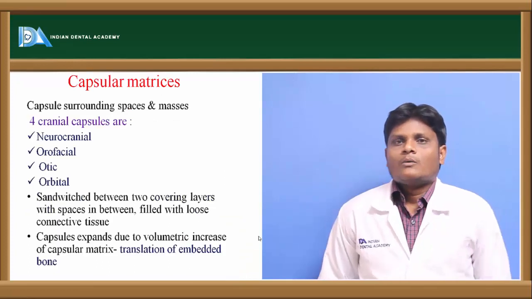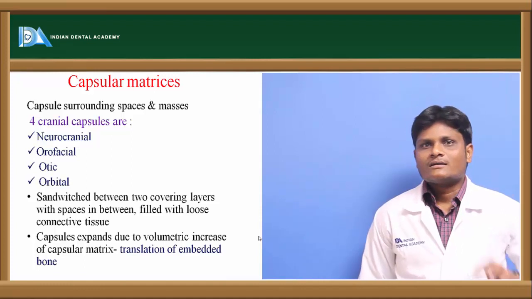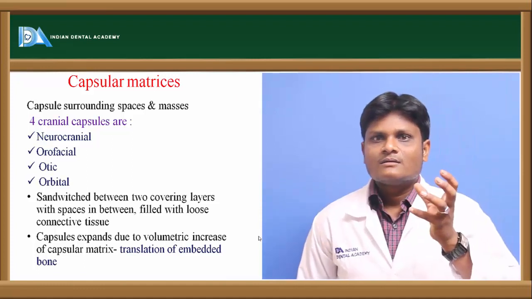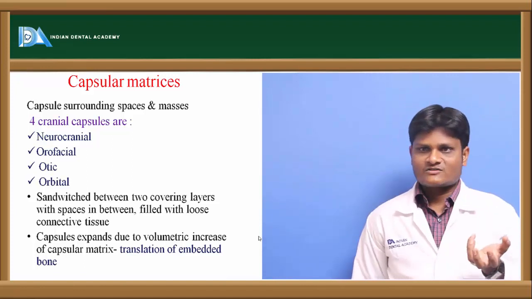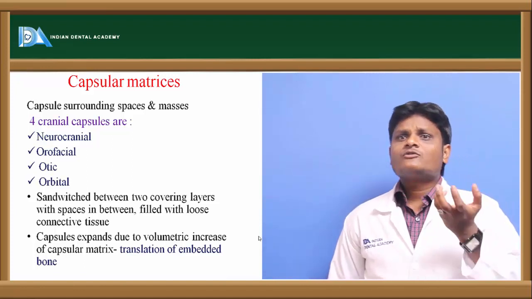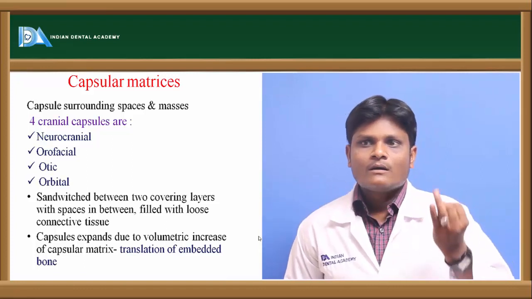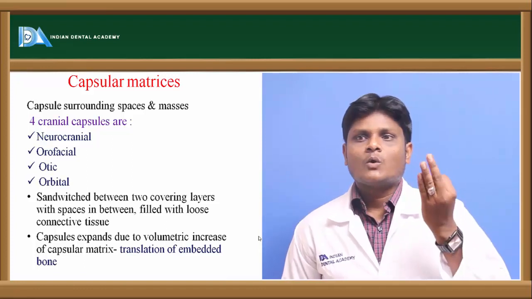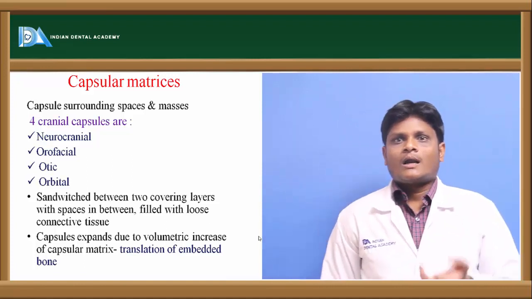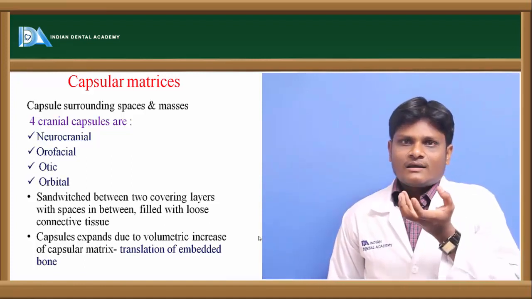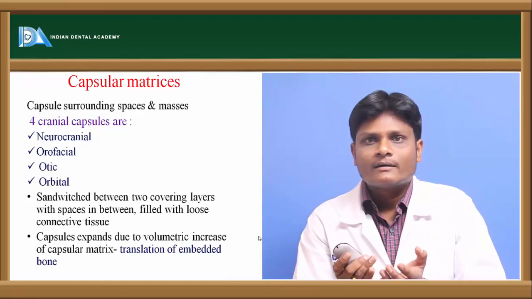Now, what are the capsular matrices? These are nothing but the spaces. These are the spaces surrounding the skeletal structures. We have four cranial capsules, that is the neurocranial capsule, orofacial capsule, otic capsule, and orbital capsule. Now, a skeletal structure is encased or sandwiched in a capsule.